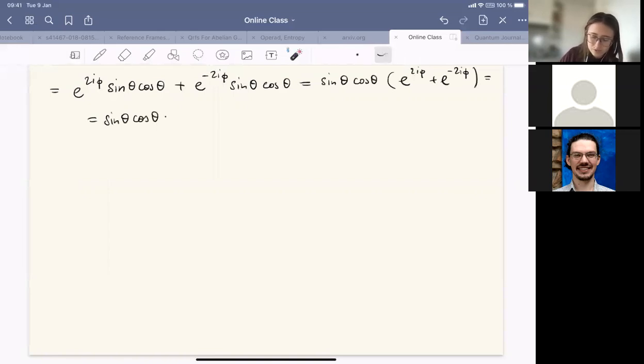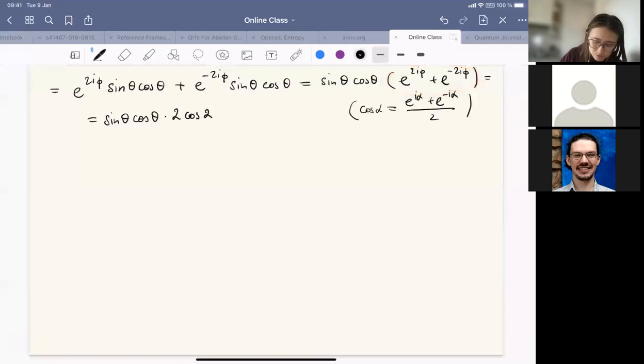And this expression is exactly 2 cosine 2 phi. For example, cosine alpha can be written in terms of complex exponentials as e to the power i alpha plus e to the power minus i alpha, over 2. Hence we can write that this is 2 cosine 2 phi. Also, this expression, 2 sine theta cosine theta, is just sine of 2 theta.